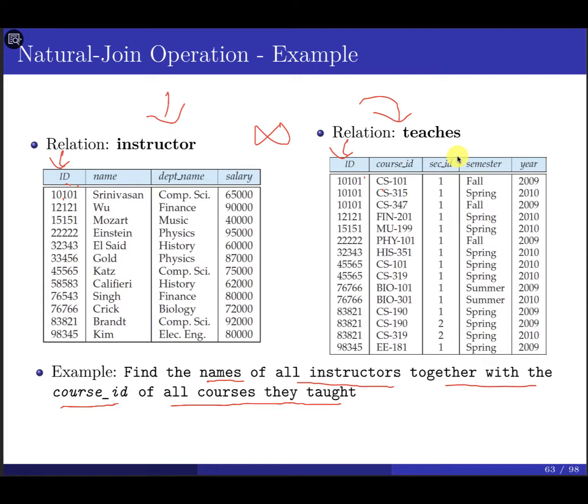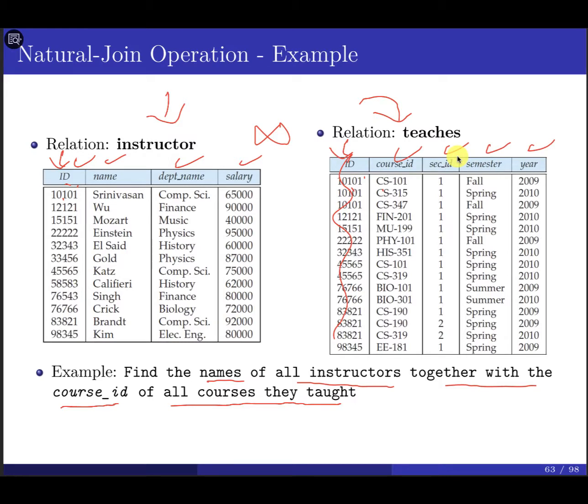If they did a Cartesian product, I would need to have a selection. If they do this one, we have a problem. So when you join them here, after you perform the join, you end up with the ID, name, department, salary, course ID, section ID, semester, and year. This is the whole result relation.